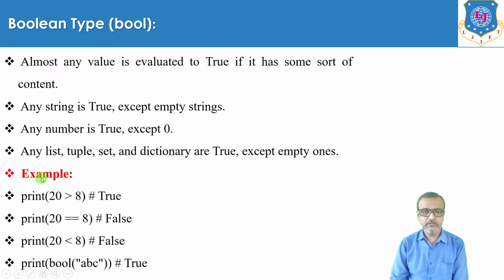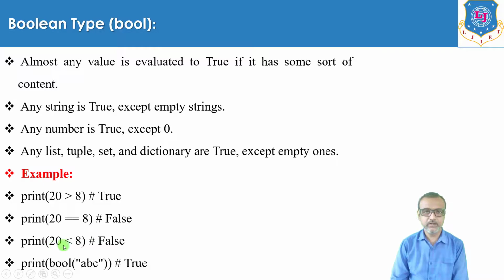See, I will make you understand this concept with the help of example. Print of 20 greater than 8. Now whether we can say 20 is greater than 8 or not? Definitely yes. So what will be the output of this print statement? That is true. Now print of 20 equals to 8. Can we say 20 and 8 are equal numbers? Definitely no. So the output of this print statement, that is false.